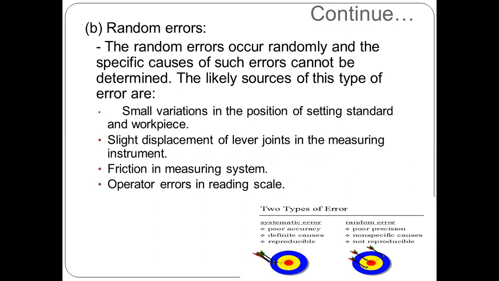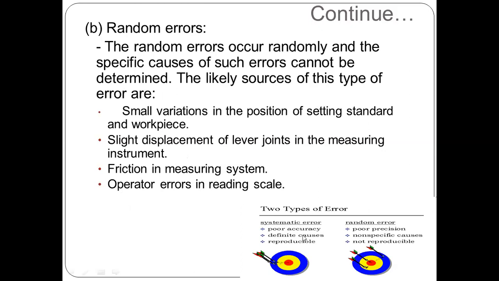Then the second type is random errors. Random errors occur randomly and the specific causes of such errors cannot be determined. Likely sources of this type of error are small variation in position of setting standard, slight displacement of lever in the measuring instrument, friction in the measuring system, and operator error in reading the scale. These errors cannot be avoided. They occur randomly and are not controllable, not in our hands to control. That's why they are called random errors. So these are the two types of errors.